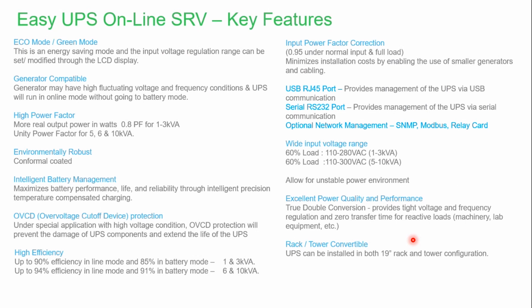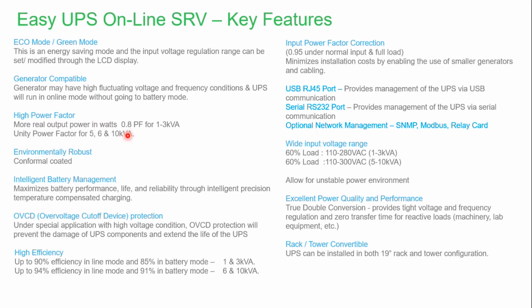So these are the key features. The first is eco mode, meaning economical mode. If you turn on this mode, the UPS itself will consume less electricity for its own applications. Generator compatible: this UPS has a wide input range of 110 to 280 volt AC from 1 to 3 kVA up to 60% of load, and 110 to 300 volt AC from 5 to 10 kVA up to 60% of load. So it also complies with generator compatibility.